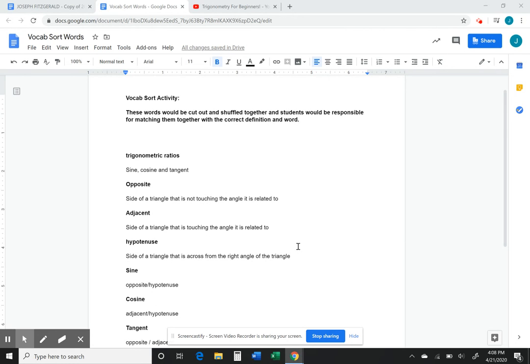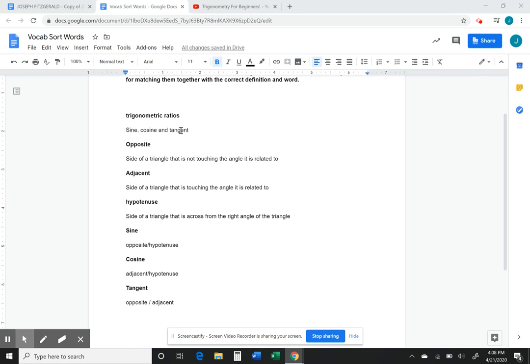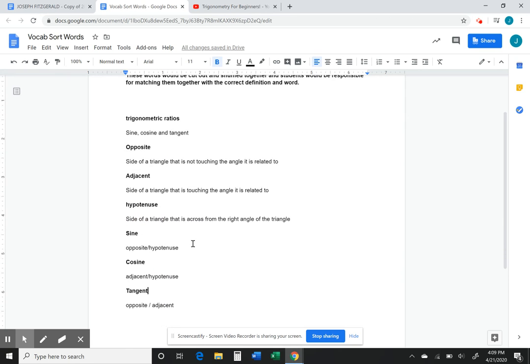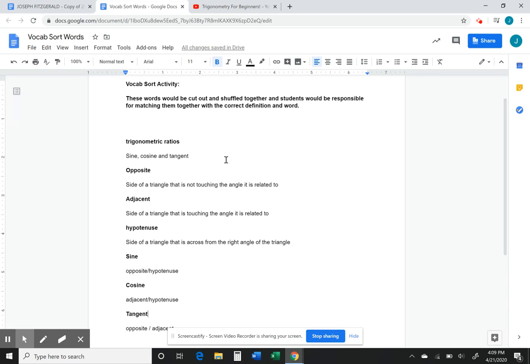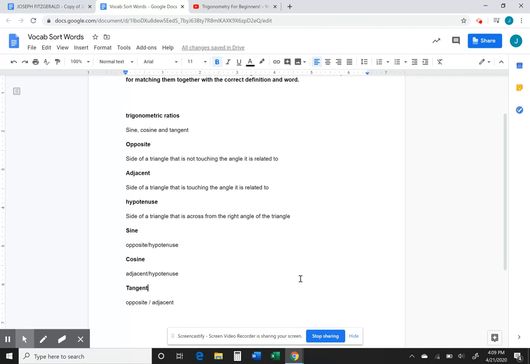So, all right, students, I'm going to be passing out this vocab sort activity. These would obviously all be cut out and separated, but yeah, I'd pass these out. Students would be able to sort them. I'd give them about 2 or 3 minutes to sort them out and then walk around. If they have questions, I'd do my best to help but not give answers away.